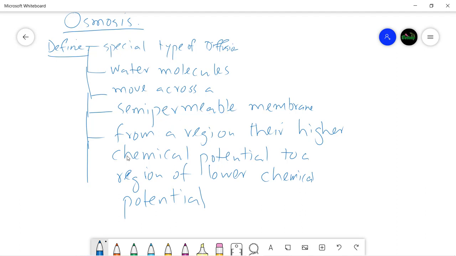So why do they move, what's the reason behind it? It's the same reason which we saw during the discussion of diffusion. That is, they move from a region of higher chemical potential to a region of lower chemical potential. So when there is a membrane, obviously there must be a chemical potential gradient across the membrane. One side of the membrane may be at a lower potential and the other at a higher chemical potential. So the water molecules will move, or diffuse, across the membrane from a region of higher concentration to a region of lower concentration. Now this was the basic definition of osmosis.